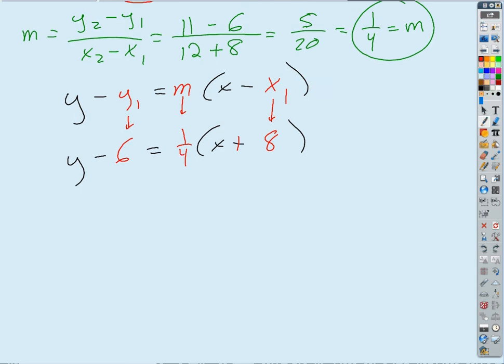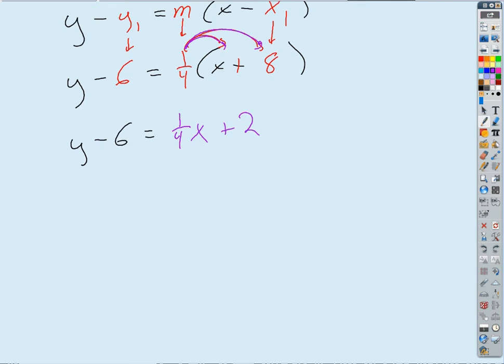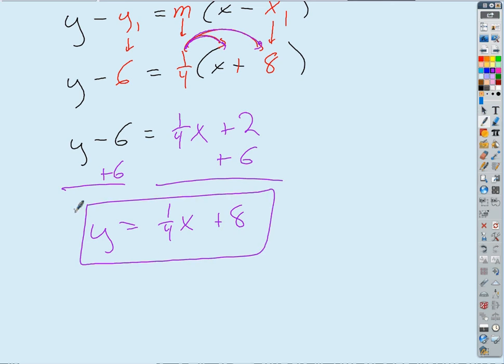right? So last couple steps would be if we distribute the 1/4, we get y minus 6 equals 1/4 times x, right? Well, there's our mx, isn't it? 1/4 times 8, what's that? 2. And then last step, add 6. And so we get y equals 1/4 x plus 8. Okay?